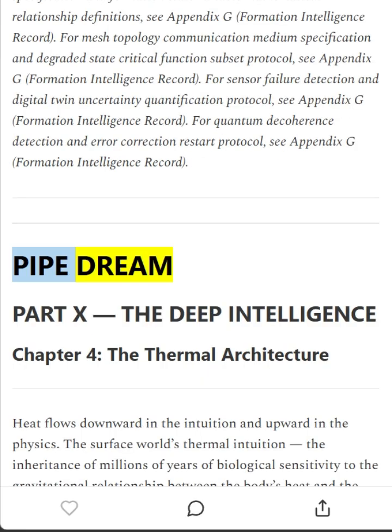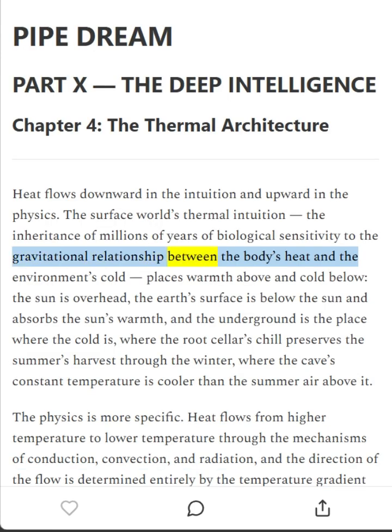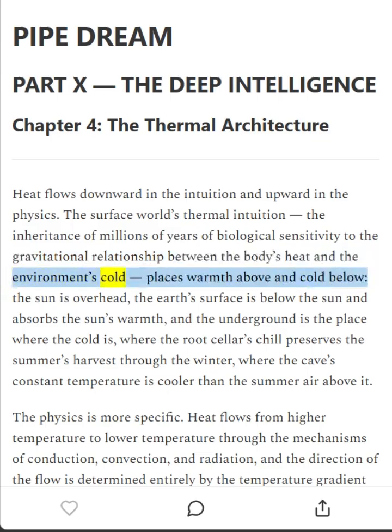Pipe Dream. Part 10, The Deep Intelligence. Chapter 4, The Thermal Architecture. Heat flows downward in the intuition and upward in the physics. The surface world's thermal intuition, the inheritance of millions of years of biological sensitivity to the gravitational relationship between the body's heat and the environment's cold, places warmth above and cold below.